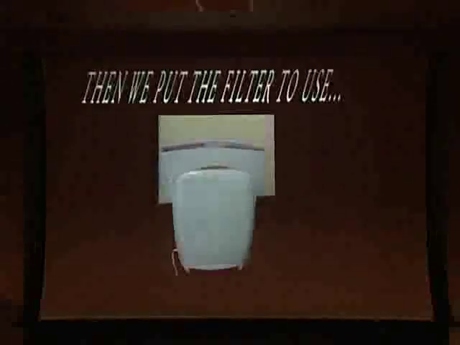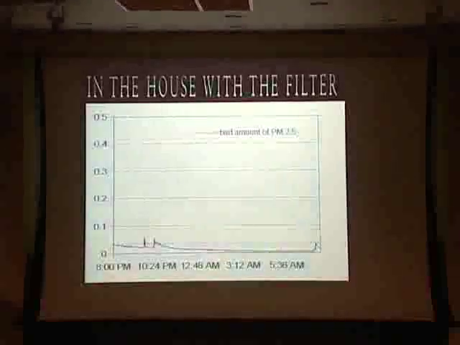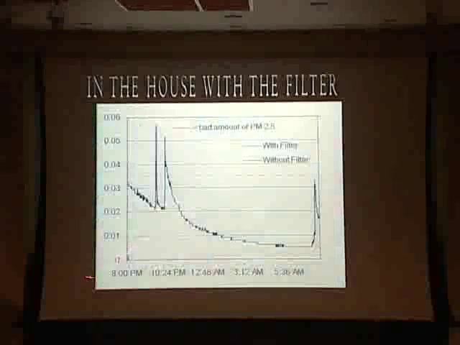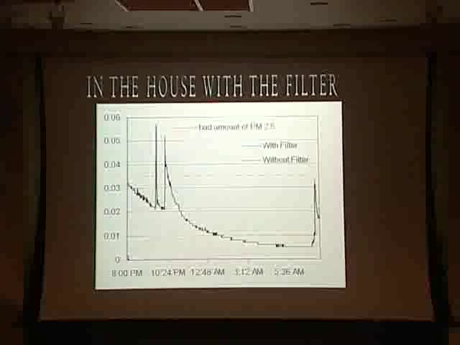And then we put the filter to use. This is in the house with the filter, and this is in the house without the filter. And if we zoom up on it, then you can see this blue mark right here is one spike at the very beginning when it was with the filter, and this blue line is at 0 the whole time, and that's the air quality with the filter, and this is the air quality without the filter. So as you can see, the air filter definitely helps.